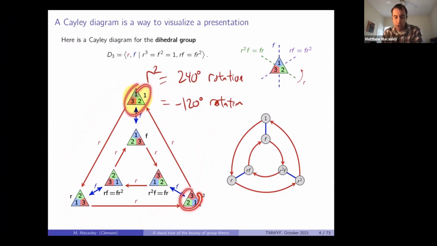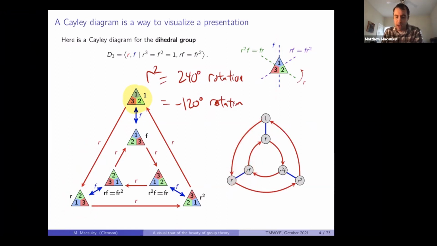Now, what we usually do is we take our home state and we put the identity element here, like 1, and then we label everything else with group elements. So this is what you get to by rotating. This is what you get to by flipping about the vertical axis. This is what you get to by doing a rotate and then a flip and so forth.